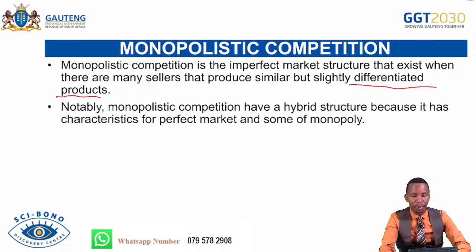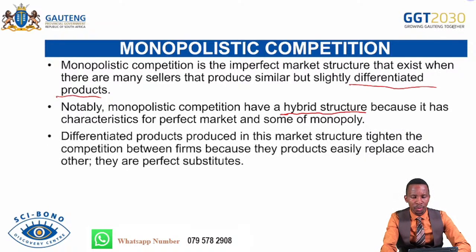Notably, monopolistic competition has a hybrid structure because it contains some characteristics of perfect markets and those of the monopoly. That's why we say it has a hybrid structure. That one is very important because we can come across a question in the examination asking you to explain the structure of monopolistic competition. It is hybrid because it contains some characteristics of the monopoly and some of the perfect market.